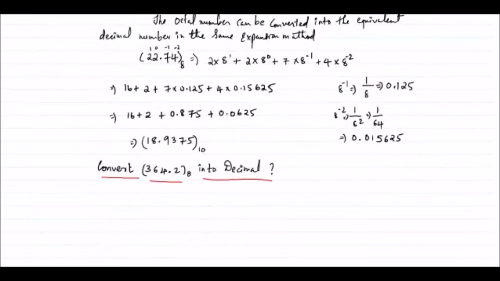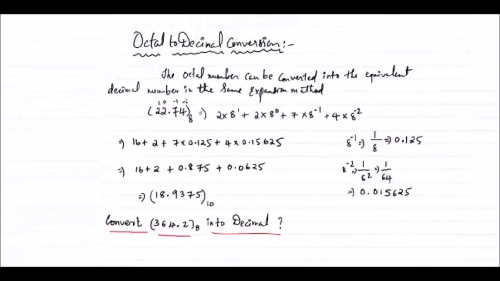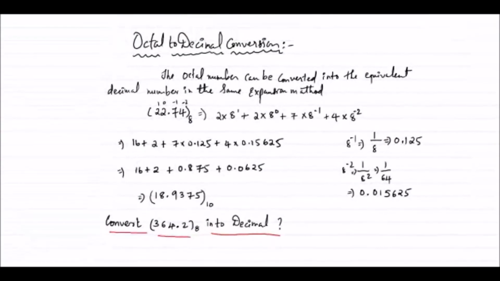Okay, so you can find this octadecimal value and find out the decimal equivalent value for it using this expansion method. So this is for octal to decimal number, whatever number is given in octadecimal format, and if you want to find the decimal equivalent value, you need to follow the expansion method.